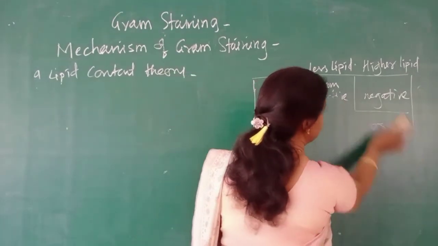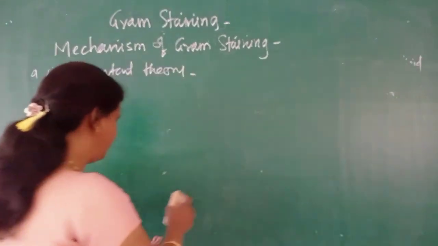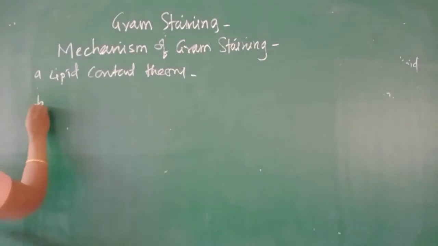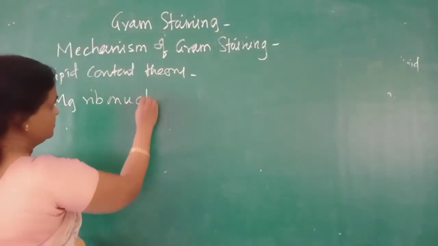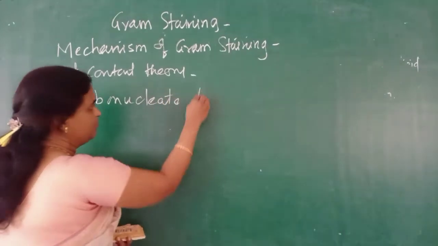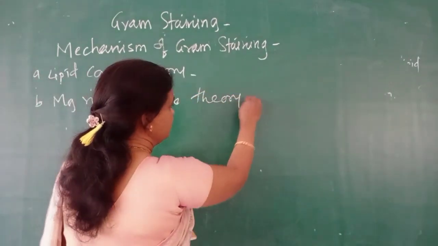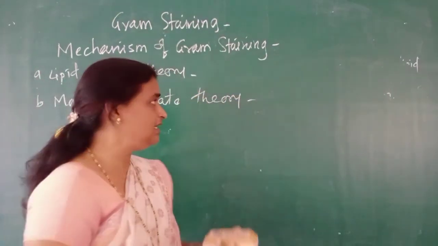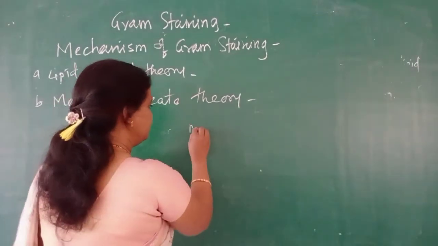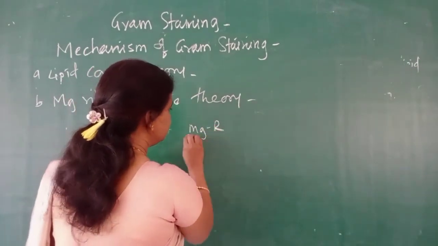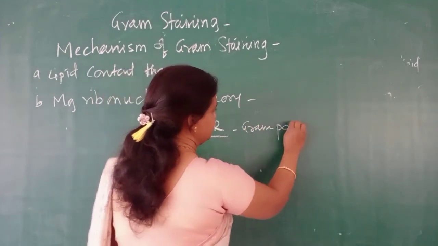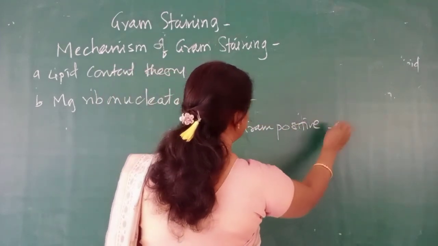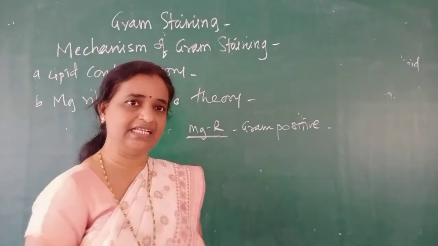Now the next theory is called magnesium ribonucleic theory. This is another simple mechanism which explains the gram staining. According to this theory, magnesium ribonucleic is present only in gram positive bacteria. It is totally absent in gram negative bacteria.